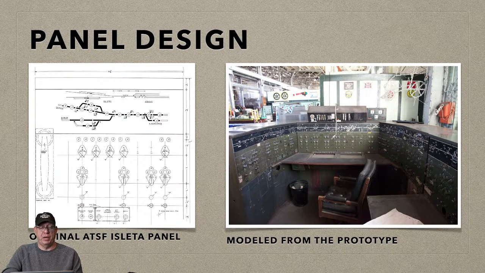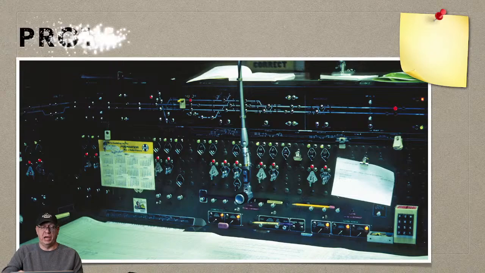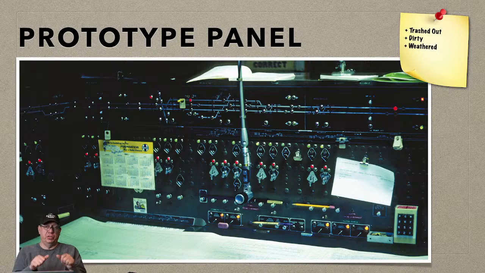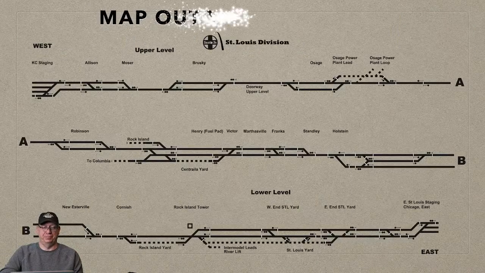The nice thing about that, again, is the dimensions on it, which allowed us to make things correct. We studied a lot of prototype panels. Again, they're usually trashed out, dirty, weathered, nasty looking, and they've usually been reworked. They've had trackage removed. These are etched aluminum panels, so normally when trackage is removed, they just take a piece of electrical tape and stick it over where the track was. So they're quite an interesting feat of engineering over time.